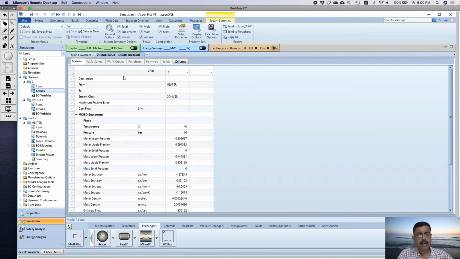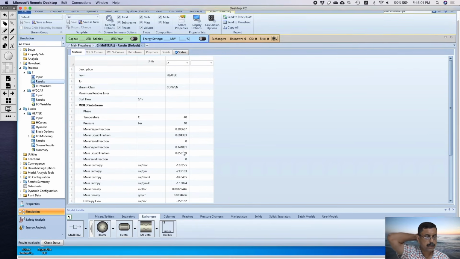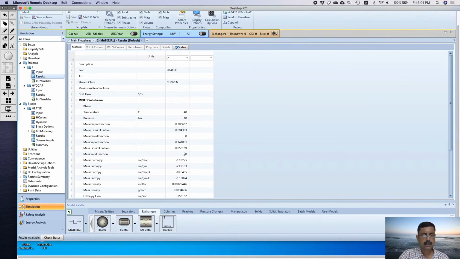So the outlet will have the temperature of 40 degrees centigrade because heater is maintained at 40. This is the pressure. Now, because pressure has been increased, there are certain vapor fraction and liquid fraction of the entire thing based on the particular pressure and temperature. At that pressure and temperature, some of the content will be in a liquid form. So that's what it means.